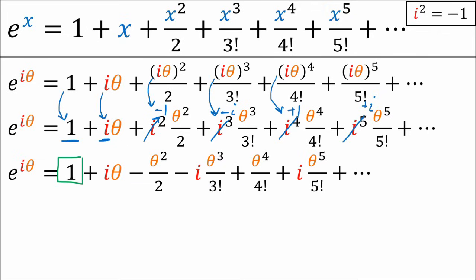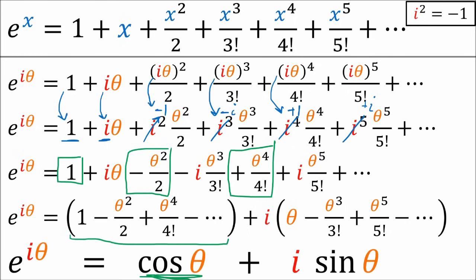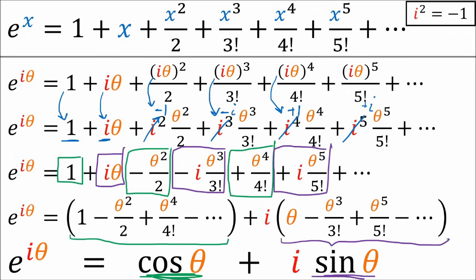If we separate the terms without i from the terms with i, the series without i is the Taylor series for cosine, and the series with i is the Taylor series for sine. This is the proof of Euler's formula.